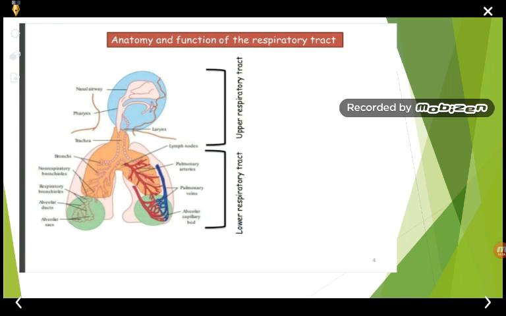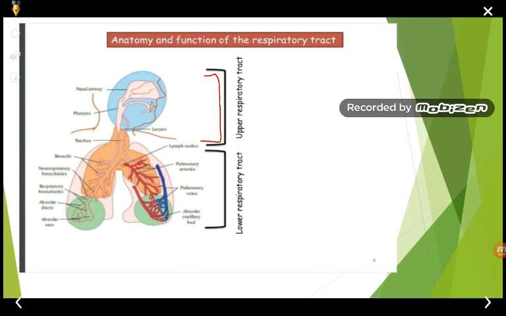You know that our respiratory tract consists of the upper respiratory tract, which consists of the nose, where inhalation takes place, and the lower respiratory tract, which includes the alveoli, the pulmonary veins, and so on. They are said to be the lower respiratory tract.